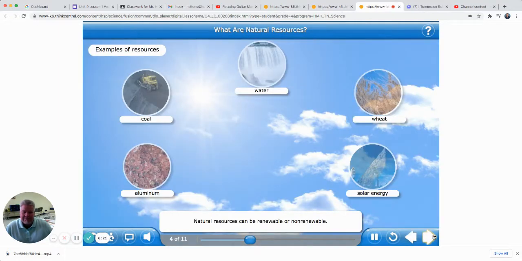Natural resources can be renewable or non-renewable. Renewable resources can be replenished relatively quickly. Non-renewable resources may take a very long time to replenish. Click each picture to discover more.